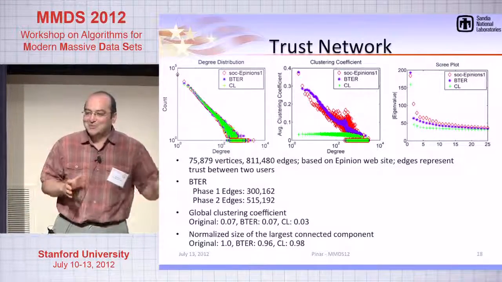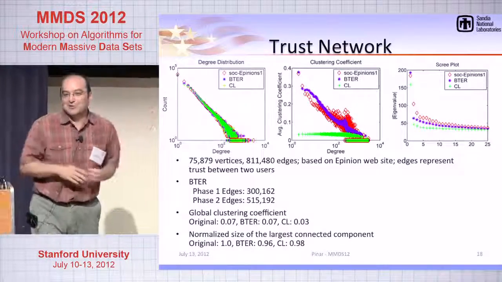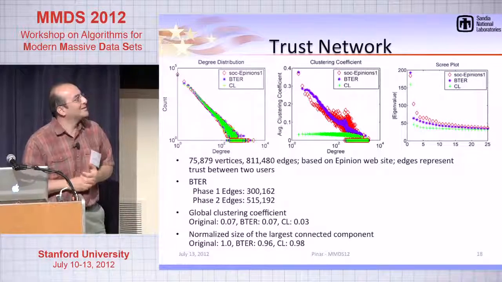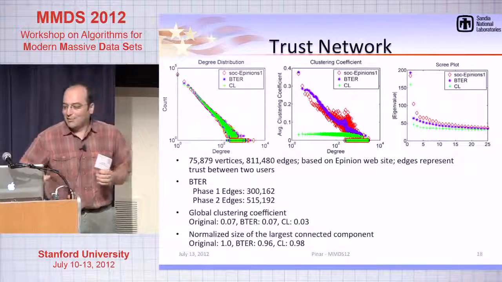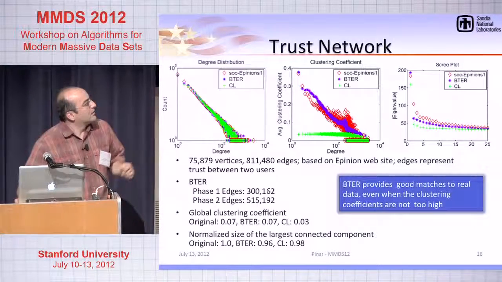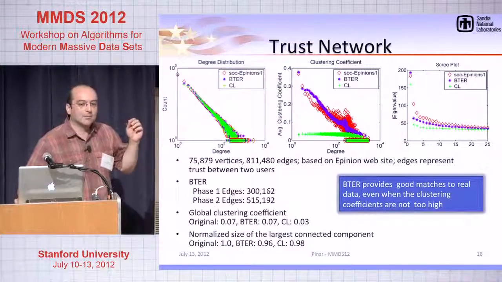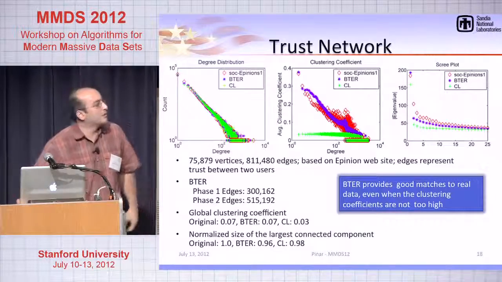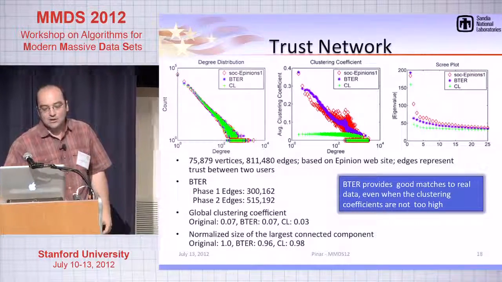So we're missing something. Of course, there's always no end. There's no stopping. We should now think about how to improve these results. And the major point here is that BTER still provides good approximations, even though the clustering coefficients are not that high.